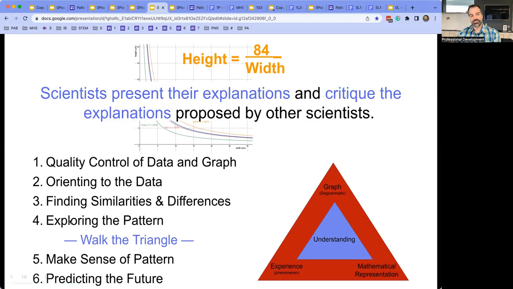Now that is in service to these next couple. That is so that we can start to explore the pattern and walk the triangle, which in this sense is making sense of the pattern. And that then, guided by our essential question, allows us to predict the future behavior of that system we're studying.